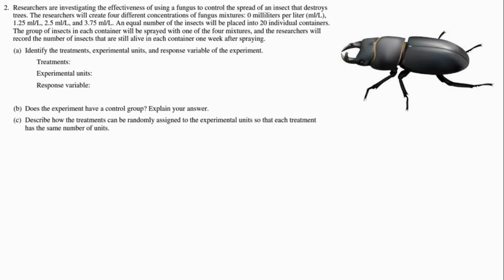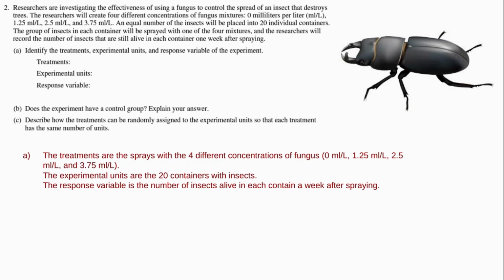All right, here comes part A. The treatments are the sprays with the 4 different concentrations of fungus. All right, you have these 0 milliliters per liter, and we'll see that one in just a moment. 1.25, 2.5, and 3.75. The experimental units are the 20 containers with insects. Note, the experimental units are not the insects. They are the containers that have an equal number of insects. Okay. The response variable is the number of insects alive in each container a week after spraying. That should say container, not contain.